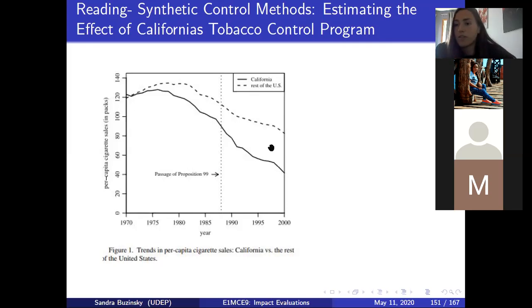So is this actually a treatment effect, or is this just different smoking trends between California and the rest of the US without any intervention even, right? So is it selection bias or is it causality?